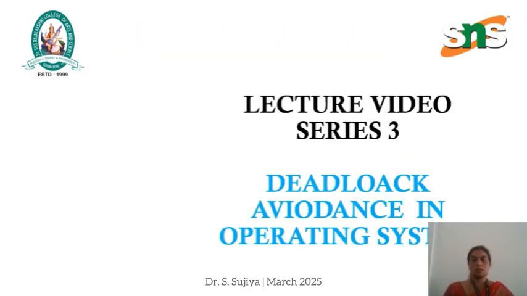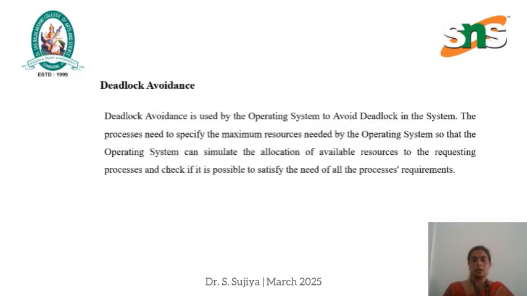Today, in the series 3 video, I am going to discuss deadlock avoidance in operating systems. In the previous two series, in the first series we discussed what a deadlock is with a real-time example, and in series 2 we discussed deadlock prevention, where 3 preventive methods were discussed with 3 approaches. And now we are going to discuss deadlock avoidance.